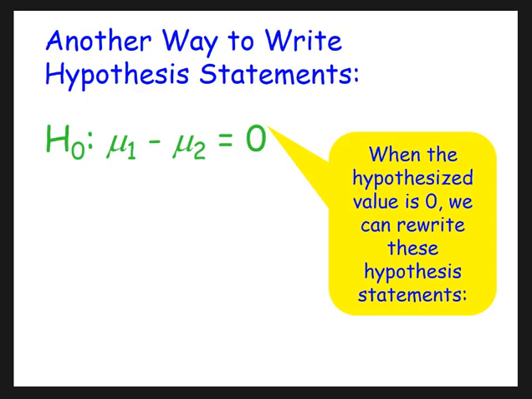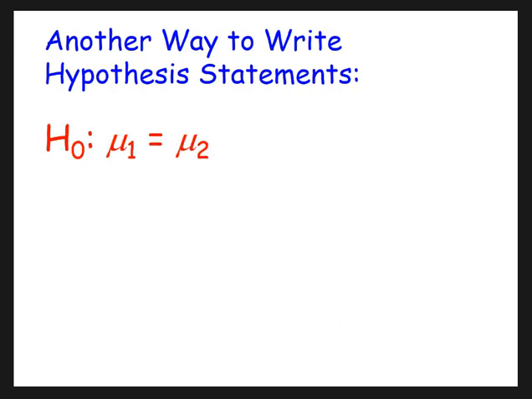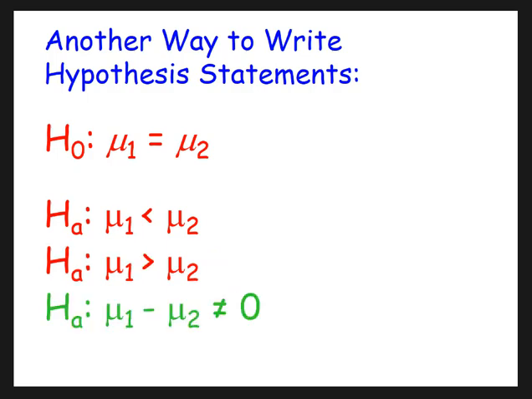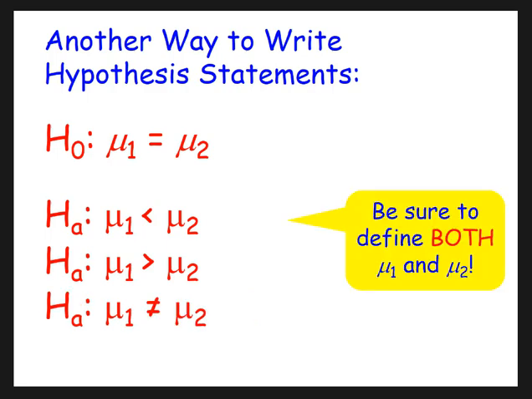So when the hypothesized value of the difference is 0, we can simplify our hypotheses. The null hypothesis can just be that the two means are equal. And then the alternative, rather than being that the difference is less than 0, we can just say mu1 is less than mu2. Rather than saying the difference is greater than 0, we can say mu1 is greater than mu2. Or we can simply say that mu1 is not equal to mu2. But we have to make sure we define both mu1 and mu2 here. We can't just compare one of them to a number.